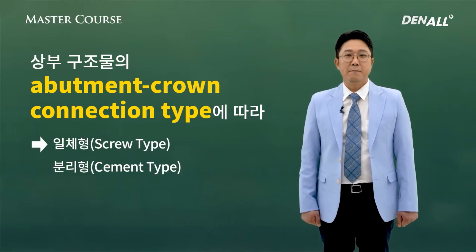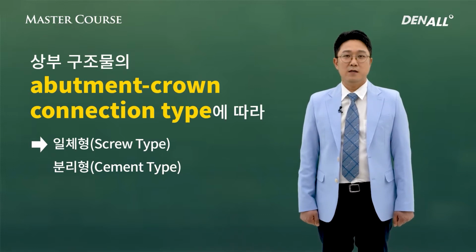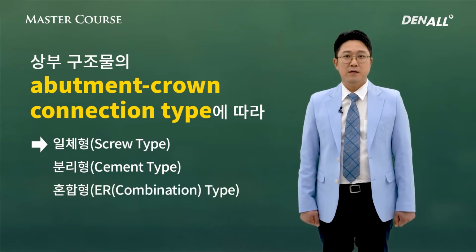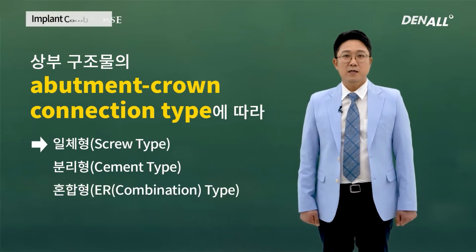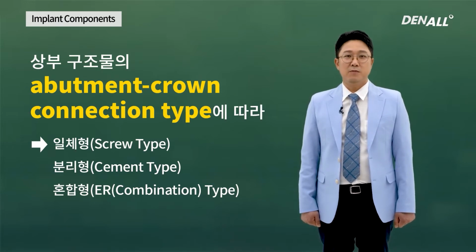And second, the fixture is connected to the abutment, and as if the tooth is prepped and an impression is taken, a gold crown is connected. Using the same method in mind, on top of the abutment, the crown is connected. This is the 2-piece cement type abutment. Third, this is a mixture of screw type and cement type, and this can be called ER, combination, or SCRP type.